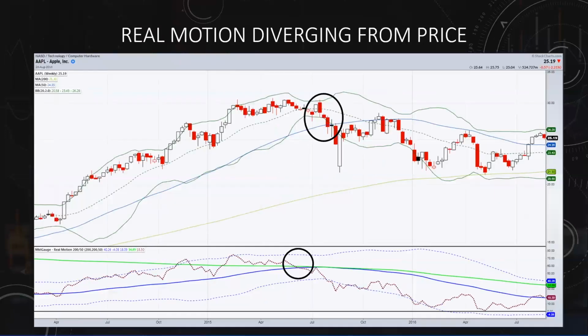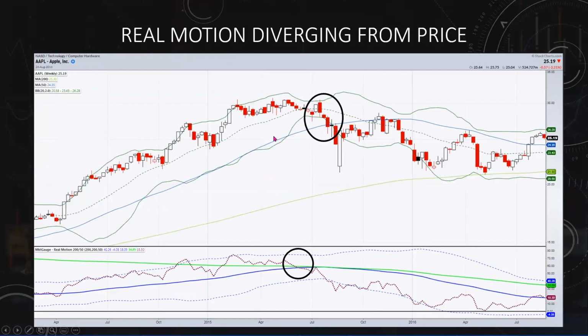Okay, here's another example, but in reverse. We showed you some buys. Now I want to show you a sale. This is Apple. If you take a look at it, you can see here, Apple, look what's happening.